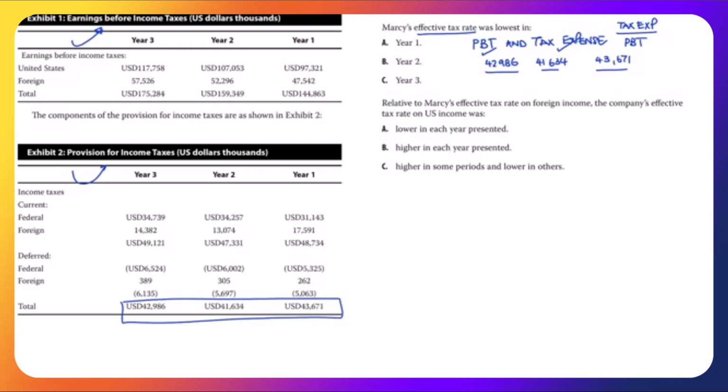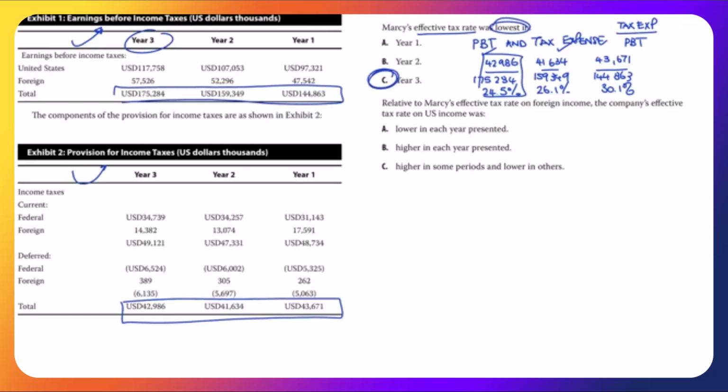We'll divide that by our profit before tax. Do we have it? Again, yep, we have the total up here. So 175,284, 159,349, and 144,863. Just turn those into percentages. 24.5%, 26.1%, 30.1%. We were asked for the lowest. The lowest is here. Which way around is it going? Year 3. Year 3, it is C.